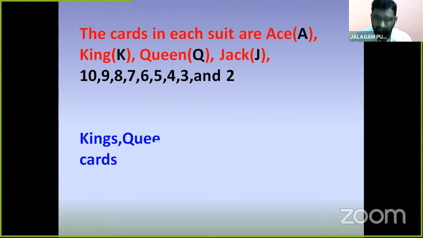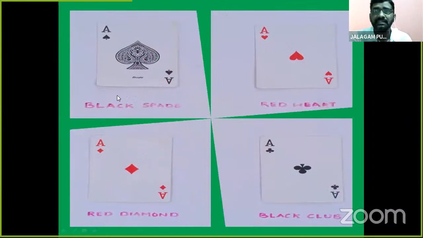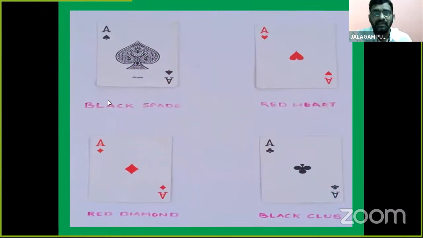So here, children, once again we move to the next one. This is a black spade ace. This is a red heart ace. Please identify, children: the red diamond and black club aces.